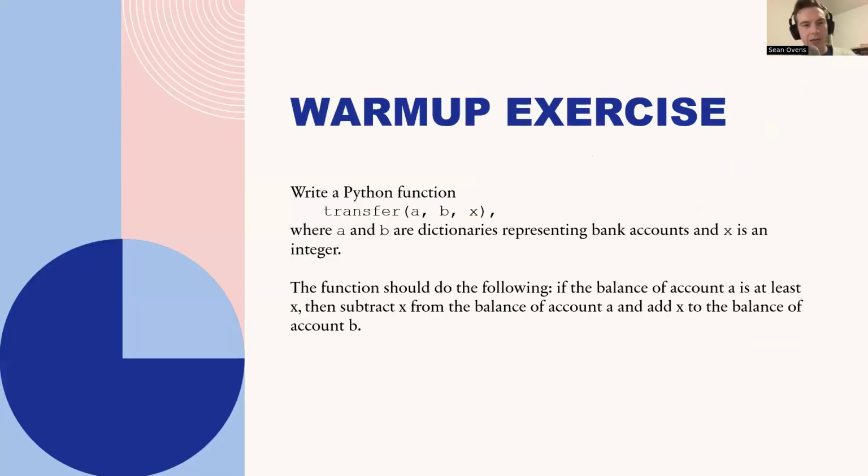So that's just a little bit of review again, and now let's switch over to the Google Colab notebook and do our first warm-up exercise. We're going to write a function that allows us to transfer money between accounts. So transfer A B X should first check whether the balance of the account A, which again is a dictionary, is at least X, and if it is, then it should transfer X dollars from A to the account B. And otherwise, it should print an error message to the screen.